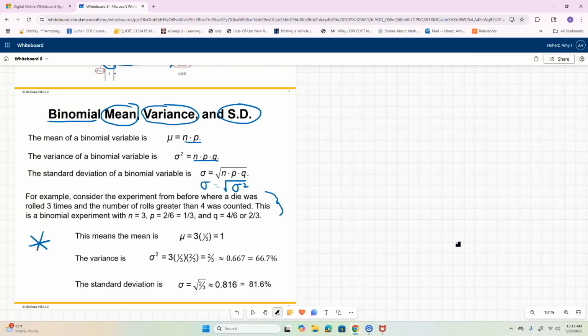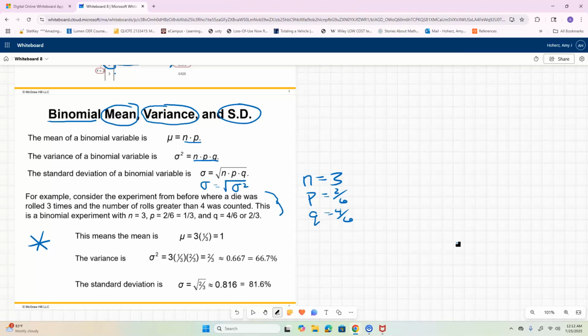So let's consider the experiment from before where a die was rolled 3 times and the number of rolls greater than 4 was counted. So the same situation we had before. This is a binomial experiment with n equals 3 trials. P equals 2/6, because there's 2 out of the 6 sides that are greater than 4, which means our Q is 4/6, and that's all we need. We don't have an X in this situation.